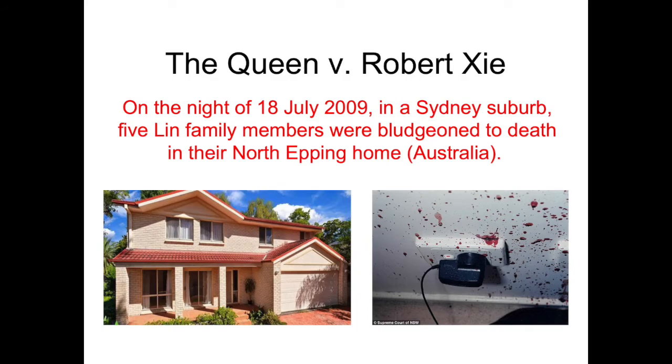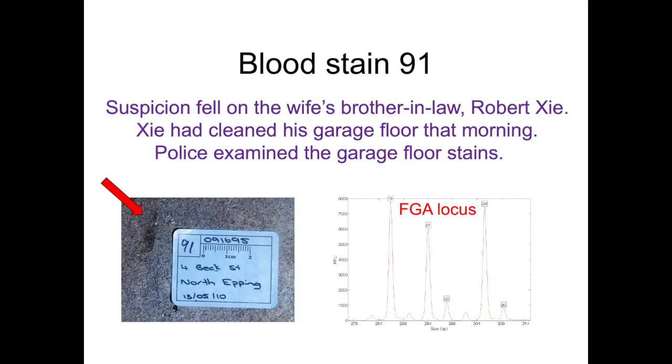This case example of the Queen versus Robert Z is from Australia. On the night of the 18th of July, 2009, in a Sydney suburb, 5 Lin family members were bludgeoned to death in their North Epping home. There was blood splattered throughout the house, often a mixture of the different victims of the crime. Suspicion fell on the wife's brother-in-law, Robert Z.